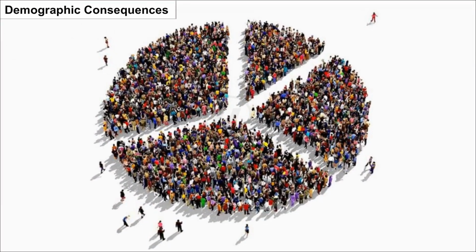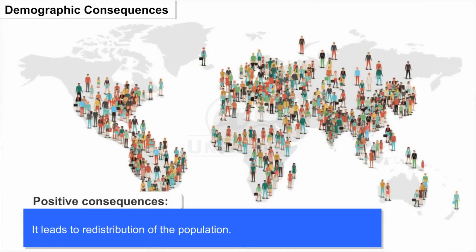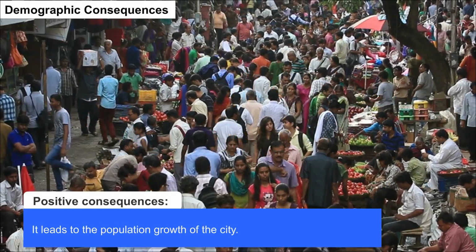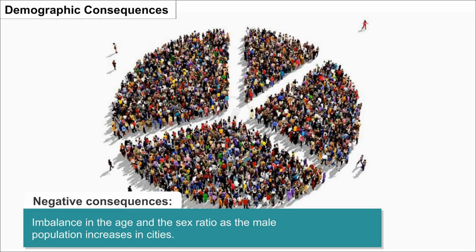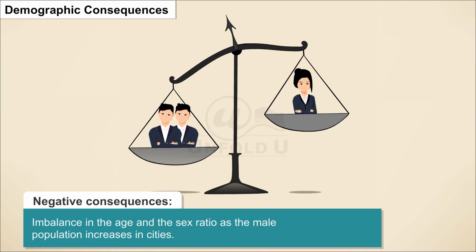Demographic consequences. Positive consequences. It leads to redistribution of the population. It leads to the population growth of the city. Negative consequences. Imbalance in the age and the sex ratio as the male population increases in cities.